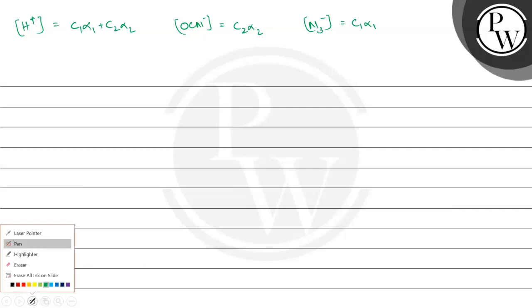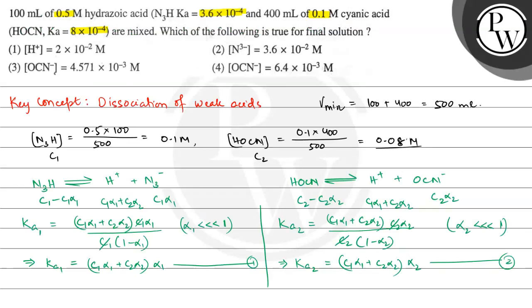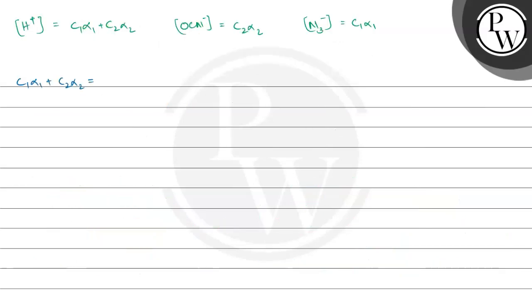Now we have C1 alpha 1 plus C2 alpha 2, and if we put the values of alpha 1 and alpha 2 from equation 1 and equation 2, then this will be Ka1 divided by C1 alpha 1 plus C2 alpha 2. So this is C1 multiplied by Ka1 divided by C1 alpha 1 plus C2 alpha 2, plus, in place of alpha 2, C2 multiplied by Ka2 divided by C1 alpha 1 plus C2 alpha 2.